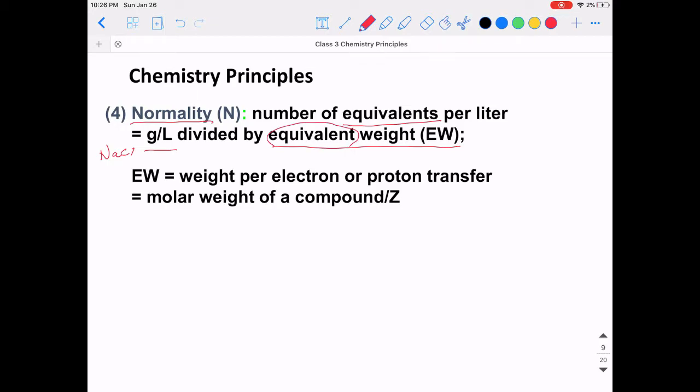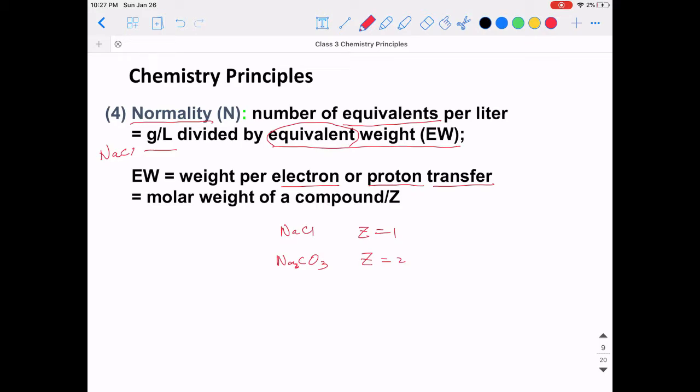So equivalent weight is calculated by the weight per electron or proton transfer, okay? For example, if we're talking about NaCl again, then this electron or proton transfer number, Z, is going to be equal to 1. And if we're talking about sodium carbonate, we know that there are 2 electrons basically carried by the carbonate ion. Then Z is going to be equal to 2. And we can also apply this to oxidation reduction reactions, and that also concerns the electron or proton transfer from these chemicals.